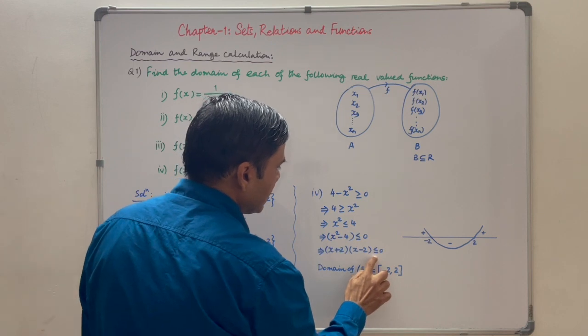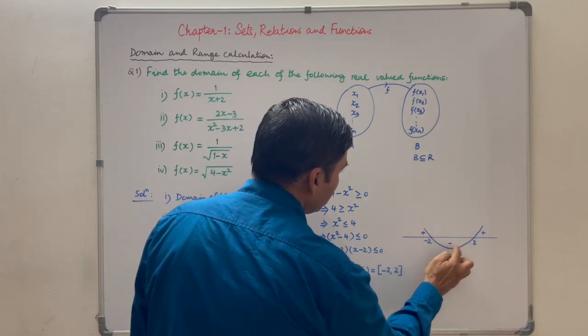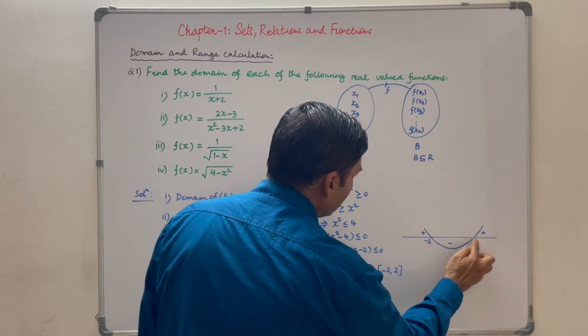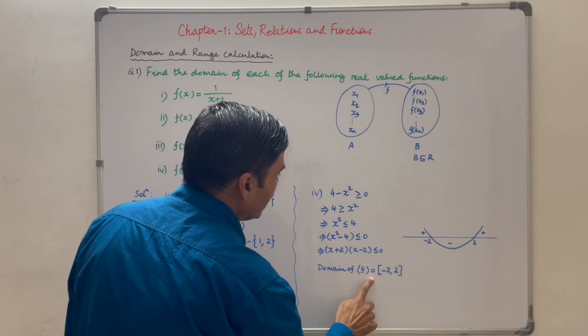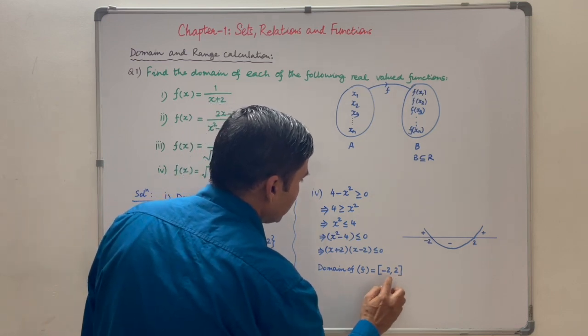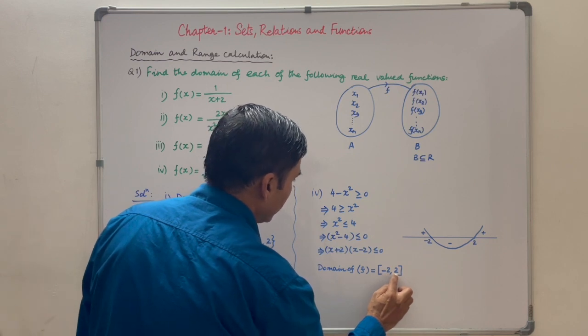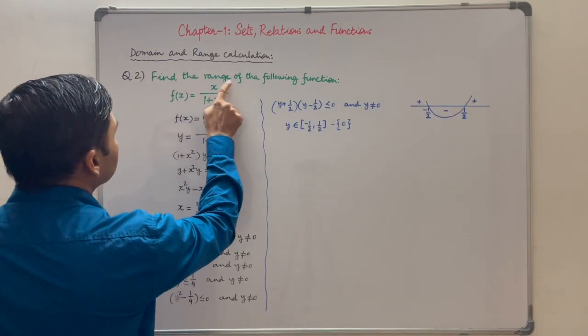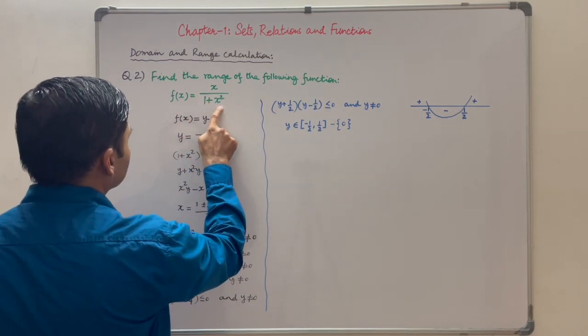Now this is less than or equal to 0, means we have to consider this negative zone bounded by the curve and real number line. So the domain of f will be under a pair of square brackets, minus 2 and 2, means these points are included. Second question, find the range of the following function f(x) equal to x upon 1 plus x square.